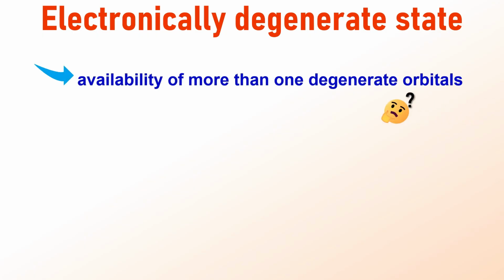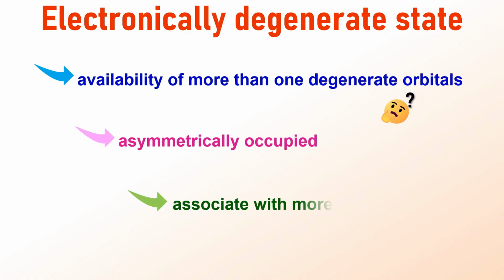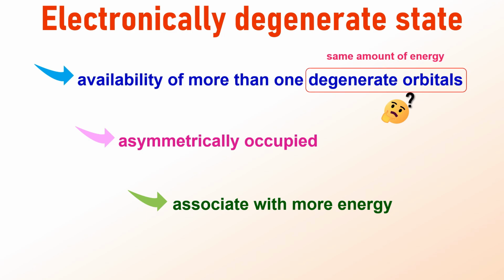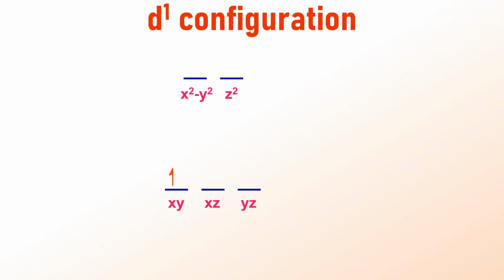Now let us see what is an electronically degenerate state. It represents the availability of more than one degenerate orbital for an electron. In this condition, the degenerate orbitals are said to be asymmetrically occupied and are associated with more energy. One should recall that degenerate orbitals are associated with the same amount of energy. Let us now try to understand the degeneracy using examples.